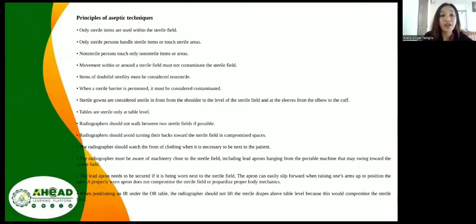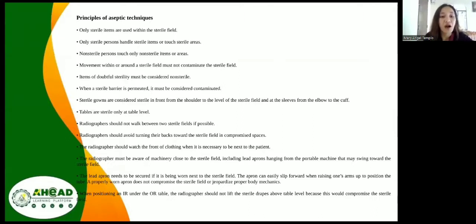Principles of aseptic technique. Only sterile items are used within the sterile field. Only sterile persons handle sterile items or touch sterile areas. Non-sterile persons touch only non-sterile items or areas. Movement within or around a sterile field must not contaminate the sterile field. Items of doubtful sterility must be considered non-sterile. When a sterile barrier is perforated, it must be considered contaminated.